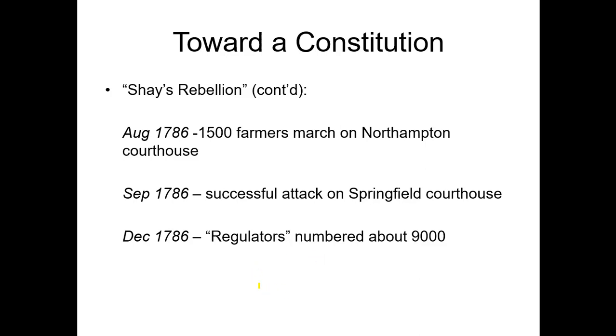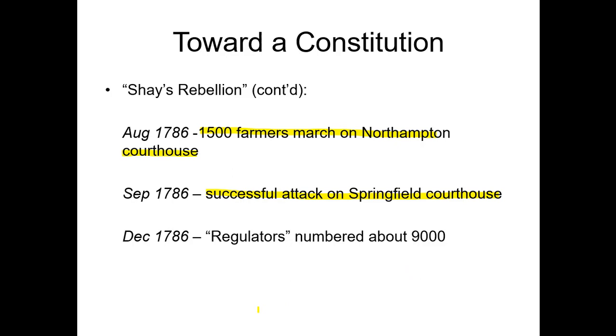Shays' Rebellion started to build in 1786. 1,500 farmers marched on a Northampton courthouse to make a statement. About that time, the state militia was called out to push back against them. The federal government, with the little power it had, tried to put together a federal force to guard against what might potentially happen with this rebellion. In September, the Regulators performed a successful attack on a Springfield courthouse.